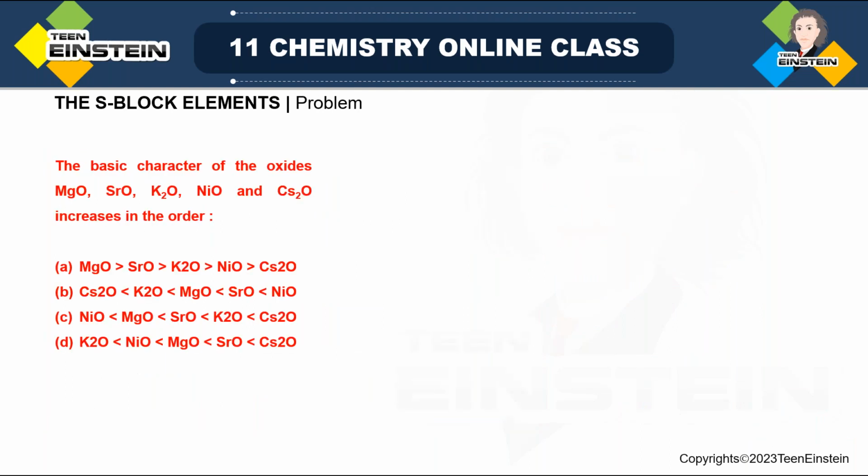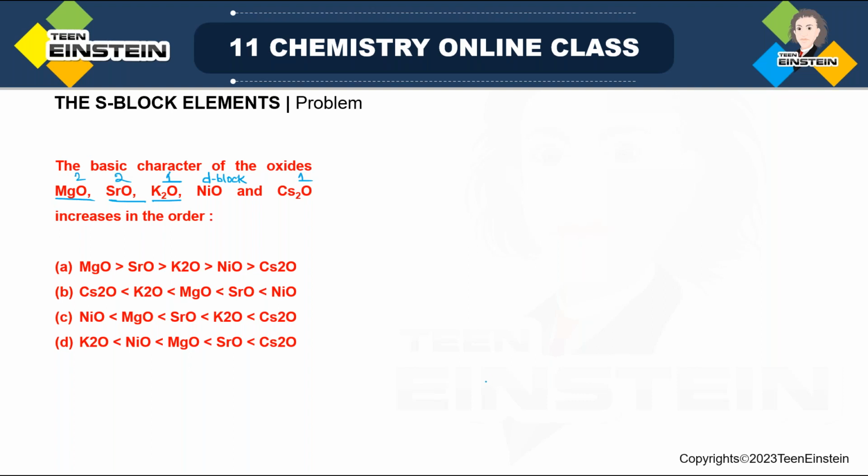So related to oxide, here we have a problem. If you look carefully in this problem, only these two oxides are group 2 oxides. K2O is a group 1 oxide. Nickel oxide is basically from the D block. And we have cesium oxide, but this is also from group 1. This is group 2, this is group 2.